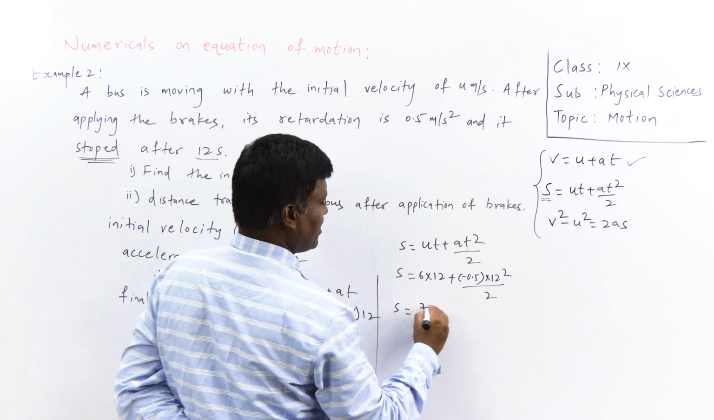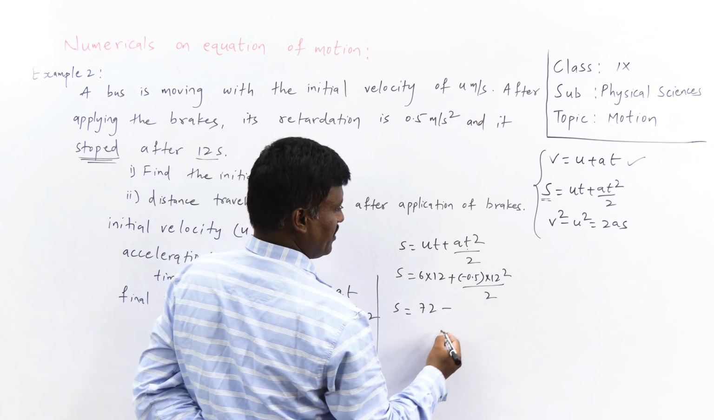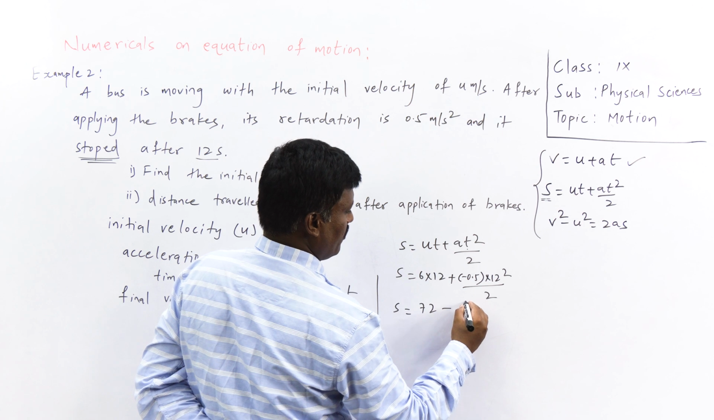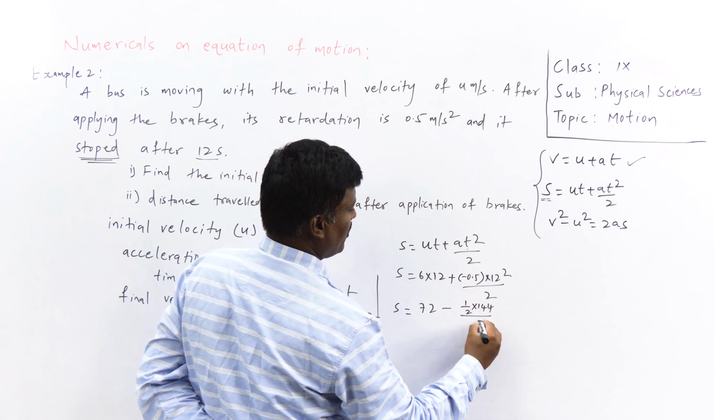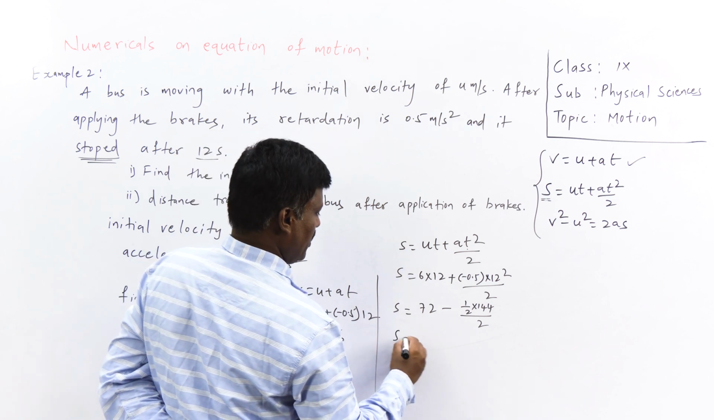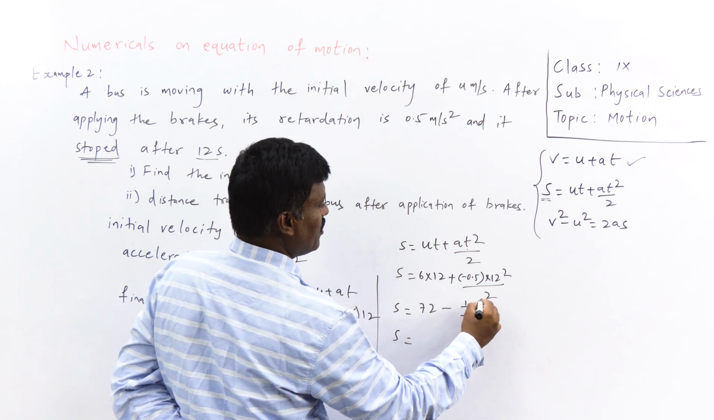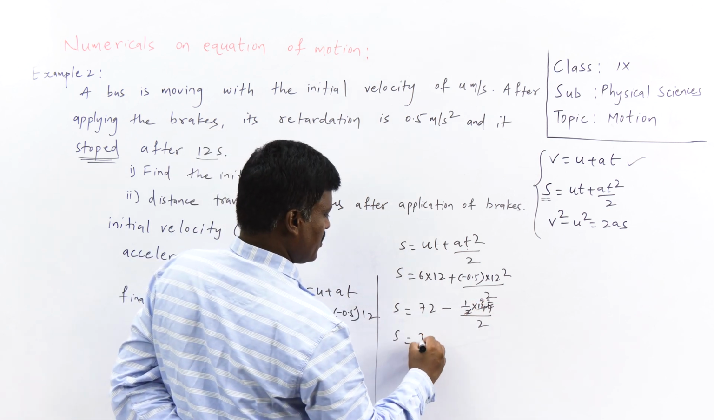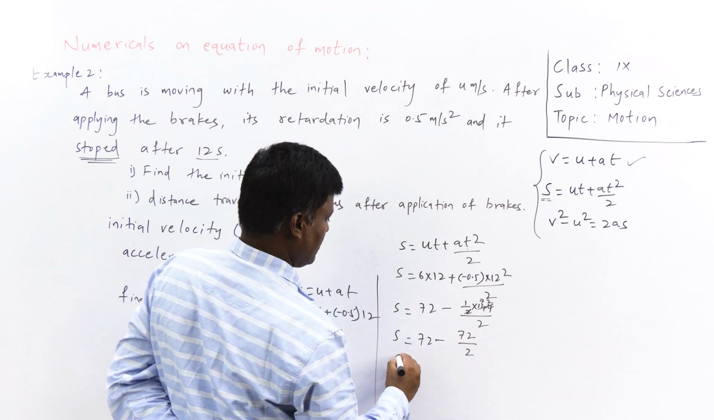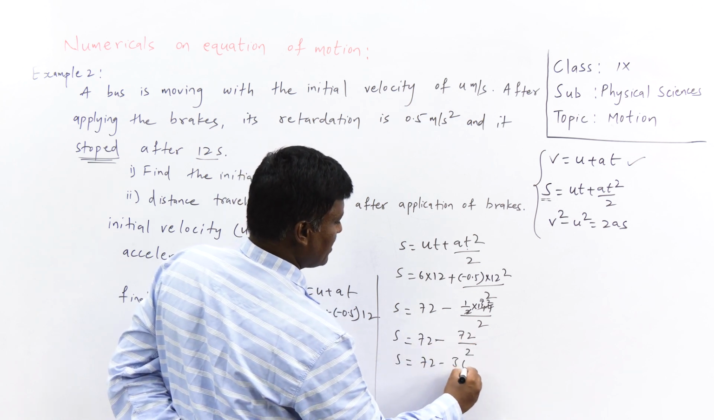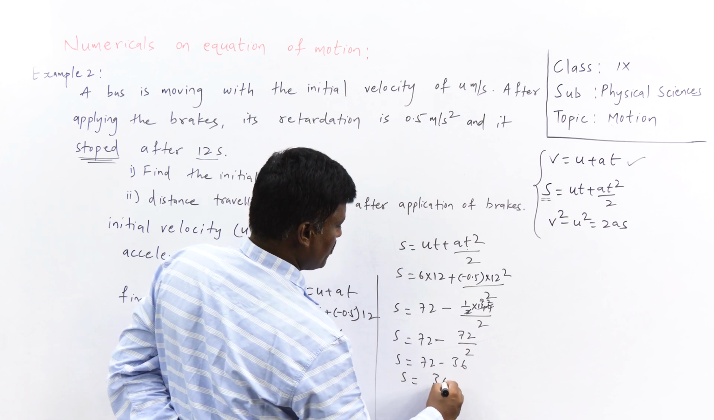Now s is equal to 6 12s. 12 6s are 72, plus into minus minus. 12 square is 144. 0.5 means half. Half into 144 by 2. Now s is equal to 72 minus 72 by 2. 72 by 2 is 36. S is equal to 72 minus 36. Then s is equal to 36 meters.